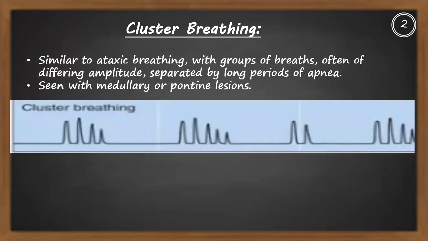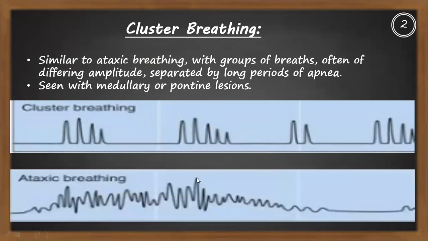And now you can see here in this picture, the clustered breathing. There are groups of breaths which are separated by a period of apnea. But these groups can differ in amplitude as well as number, because here you can see there's 2, here there's 5, here you have 4. So these can differ in amplitude as well as number, whereas the period of apnea is more or less constant.